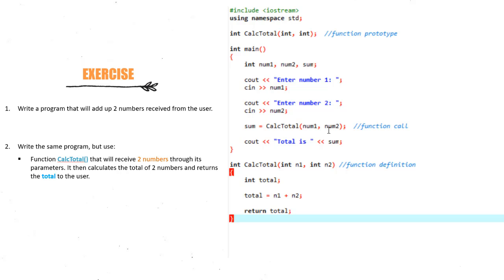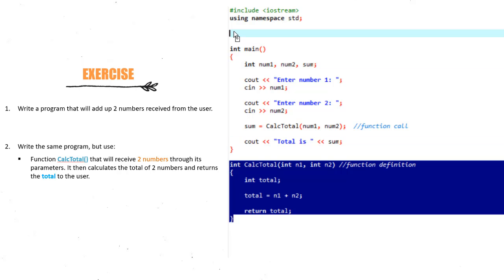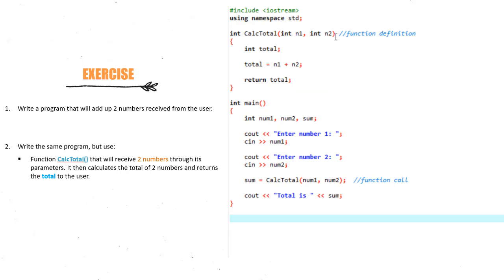So this is how you solve this problem. Now again, I've said earlier that if you don't want to write a function prototype, you can, but you must make sure that you write your function definition before your main program. If you do it like this, you don't need a function prototype. So this is how you solve this problem using functions.